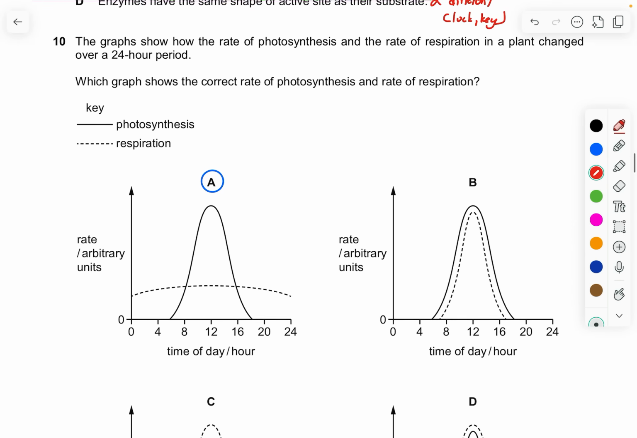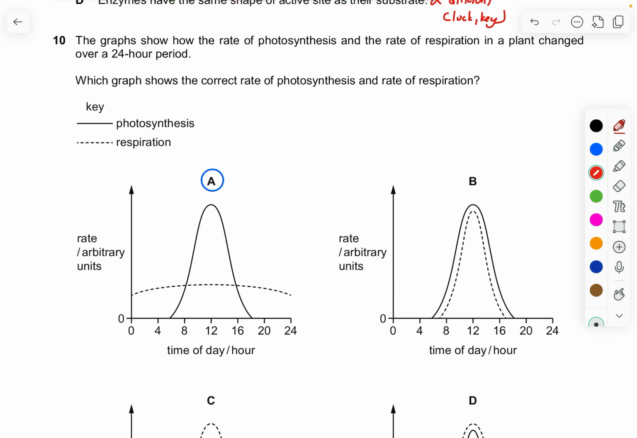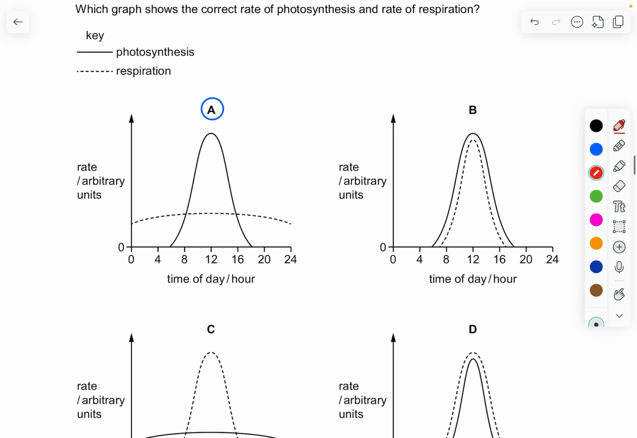The graph shows how the rate of photosynthesis and the rate of respiration in a plant changes over a 24-hour period. Which graph shows the correct rate of photosynthesis and the rate of respiration? Okay, so they tell you that photosynthesis is the black line, respiration is those dotted lines. So what will actually be the correct answer? I know A is the correct answer.